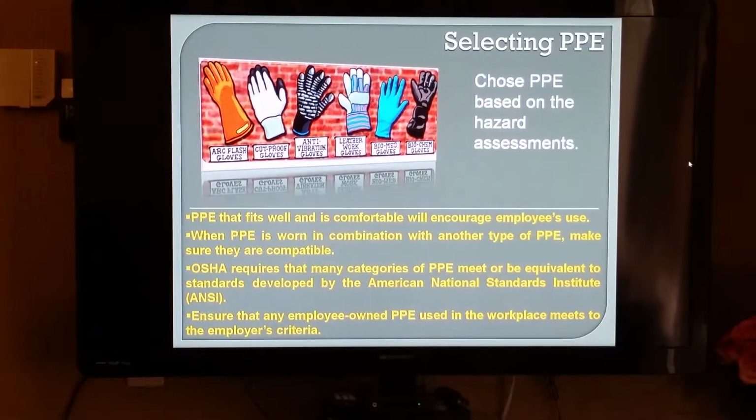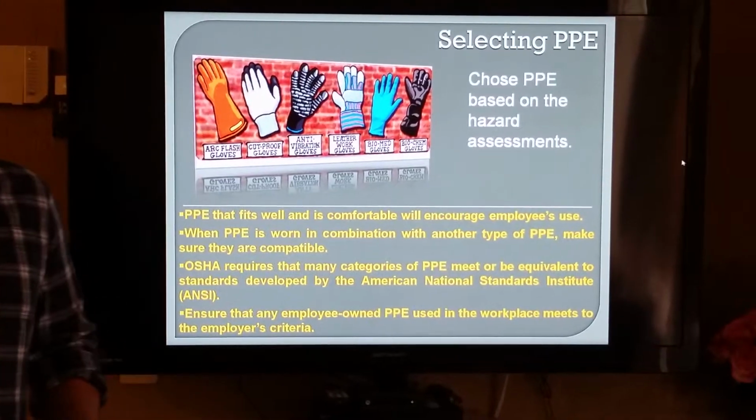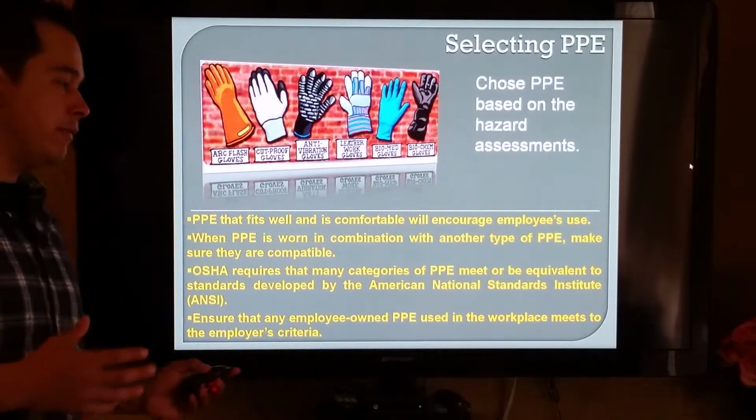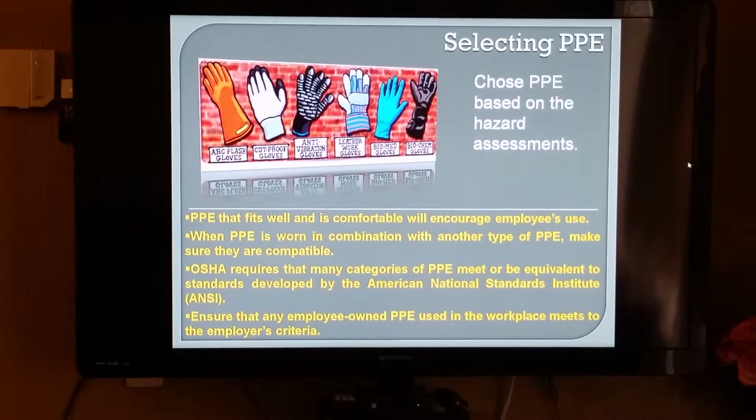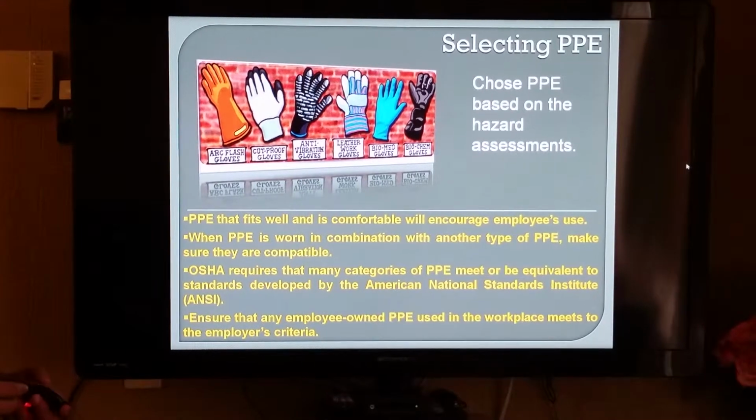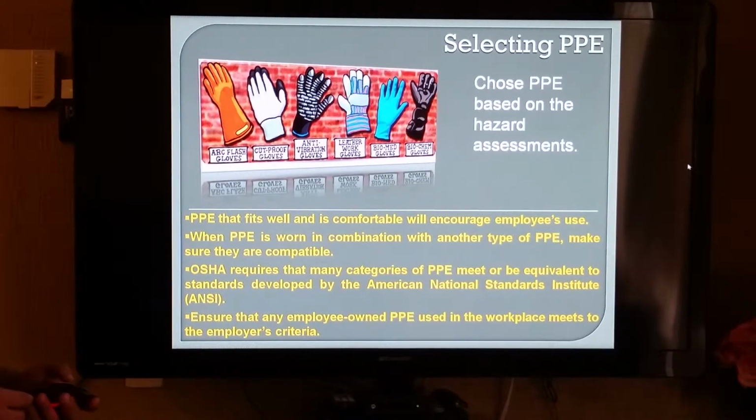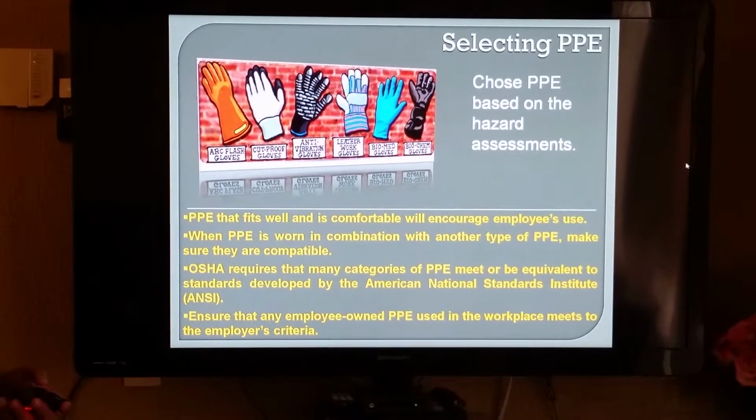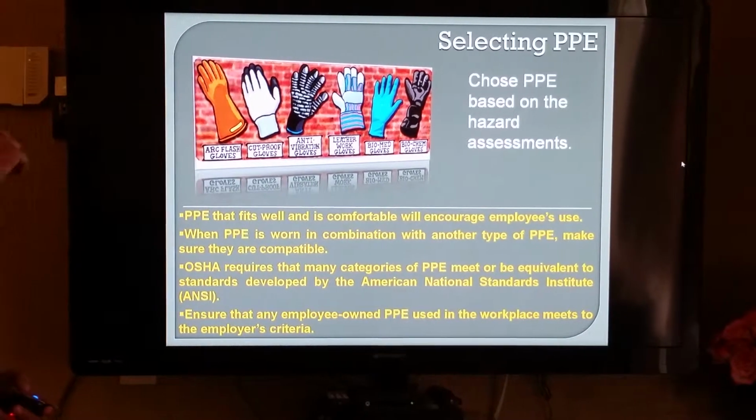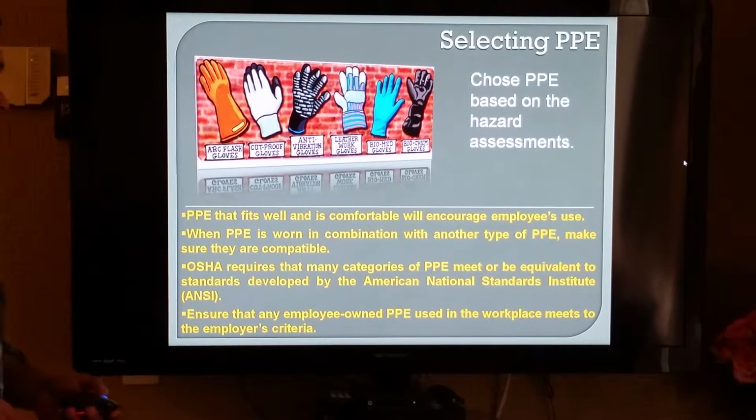Selecting PPE. Choose PPE based on the hazard assessment. PPE that fits well and is comfortable will be used by the employees. Therefore, you need to take into consideration that if PPE fits and is comfortable, it's going to be used. Choose the right one. Choose the one that is comfortable. When PPE is worn in combination with another type of PPE, make sure they are compatible. OSHA requires that many categories of PPE meet or be equivalent to standards developed by the American National Standards Institute, ANSI. Ensure that any employee-owned PPE used in the workplace meets the employer's criteria.